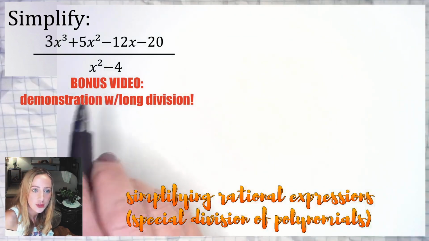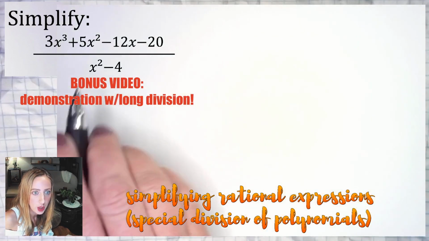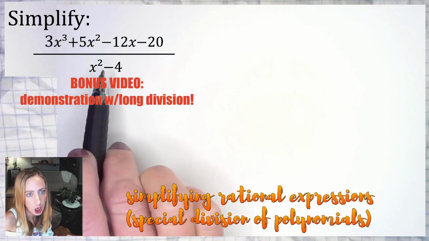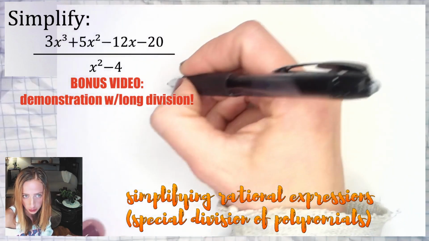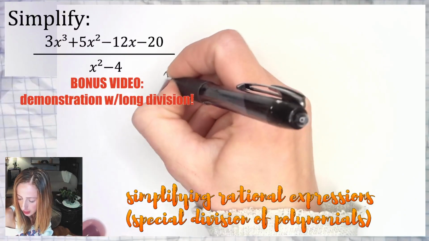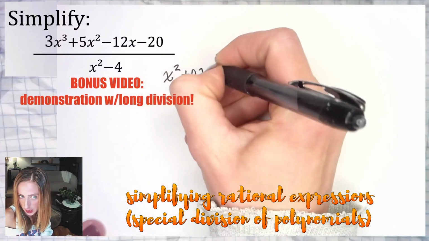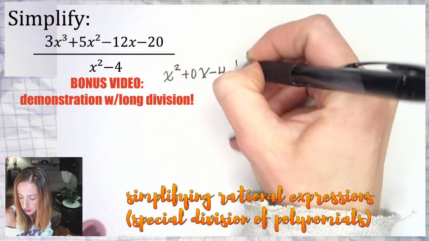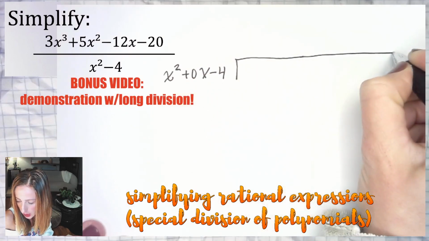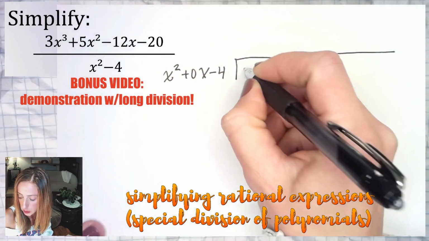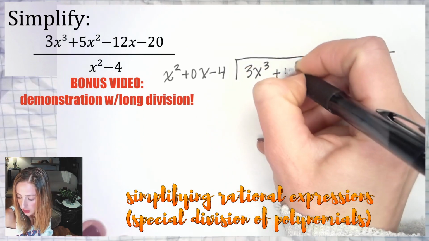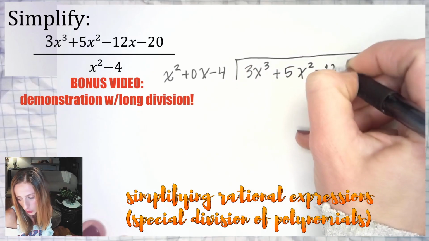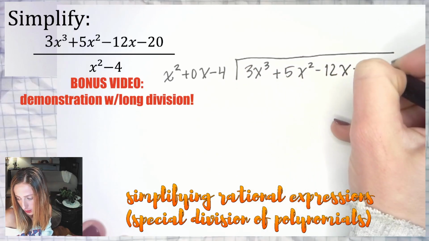So when you're doing long division on an example like this one, you need a placeholder on the divisor, which is on the outside, of plus 0x. So I'm going to set that up for us. So we'll have over here x squared plus 0x minus 4. That's on the outside. And then on the inside, we actually don't need any placeholders because we do have everything accounted for. So we have 3x cubed plus 5x squared minus 12x and minus 20.